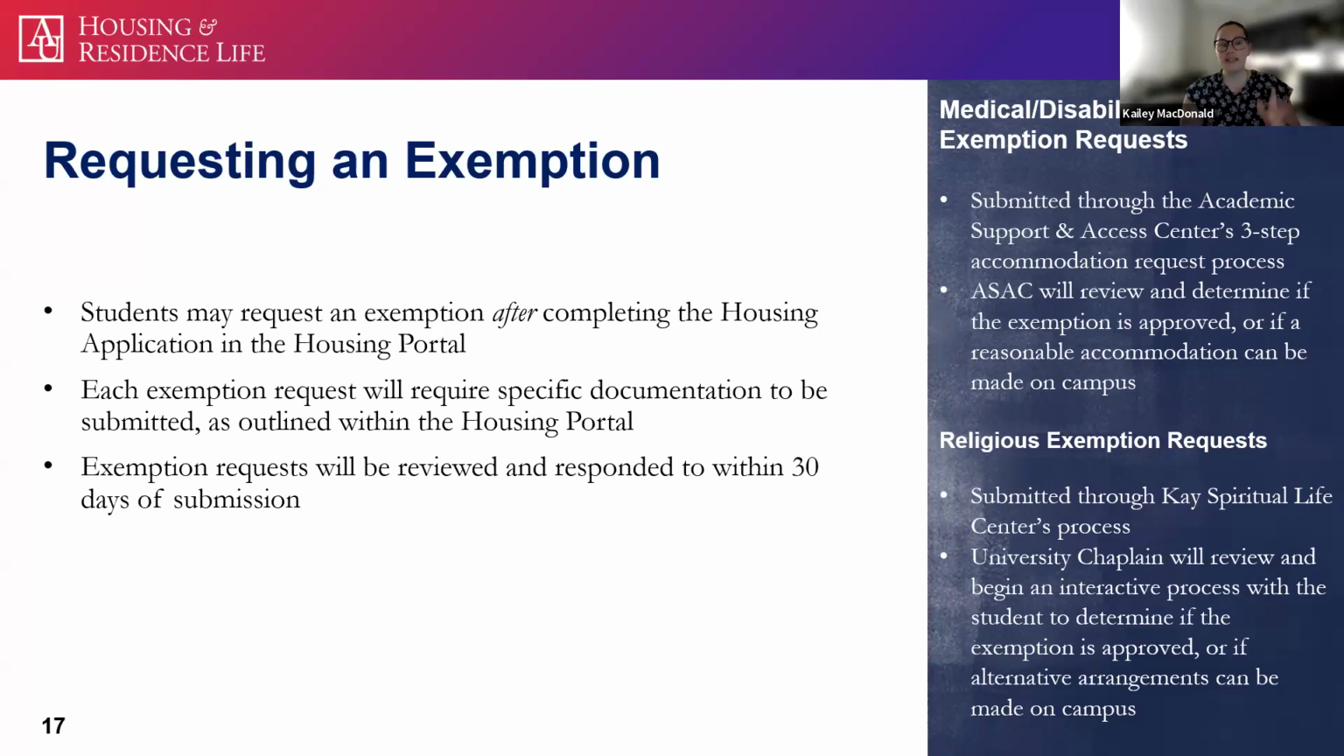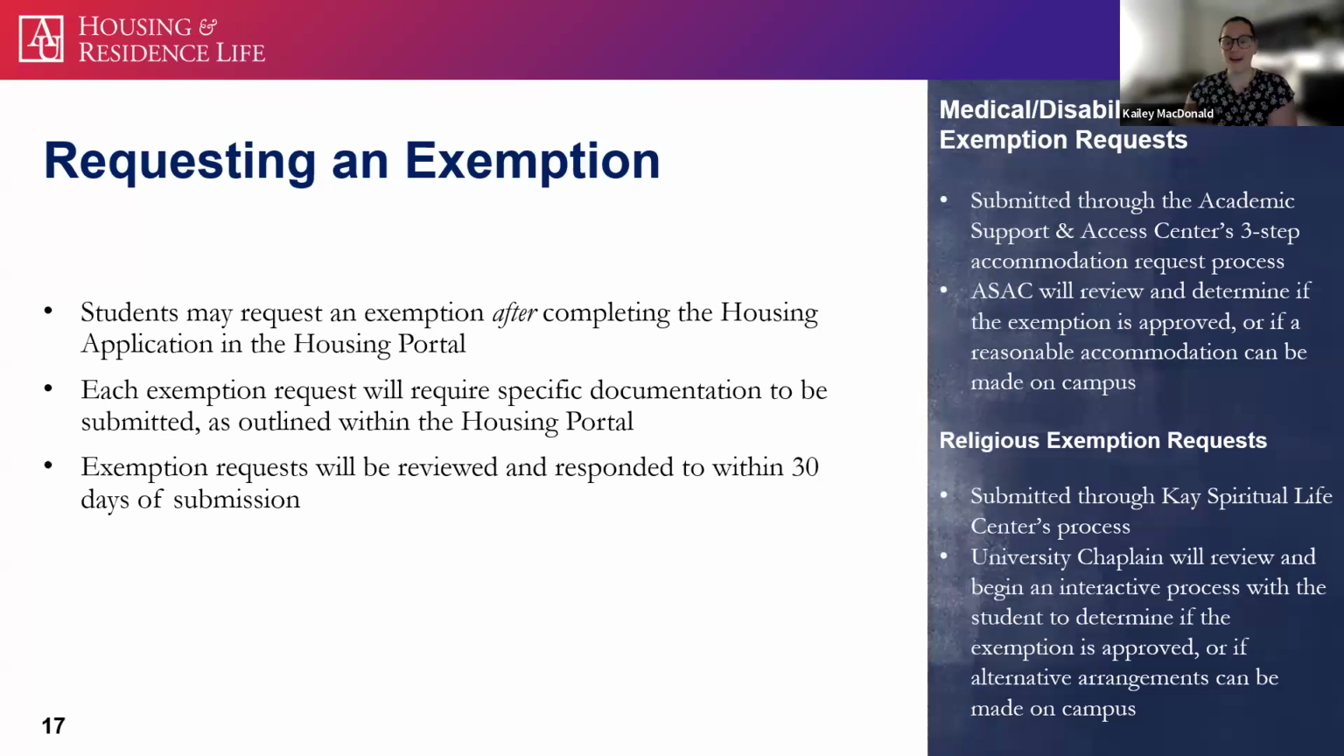And then, like I mentioned, disability or religious exemption requests do have a slightly separate timeline and a different request process that I can highlight just over in the little blue area on the screen. So any medical or disability related requests will be submitted through the Academic Support and Access Center's 3-step accommodation request process. So ASAC reviews all housing accommodations as well as exemptions. So if you have a need for carpet-free rooms, a need for a single, a need for an emotional support animal, those will all go through the Academic Support and Access Center.